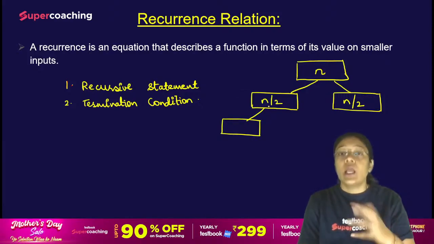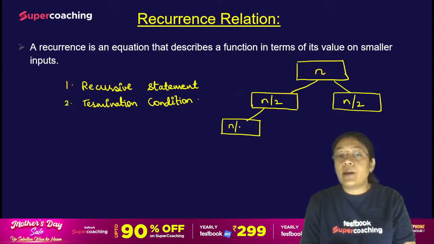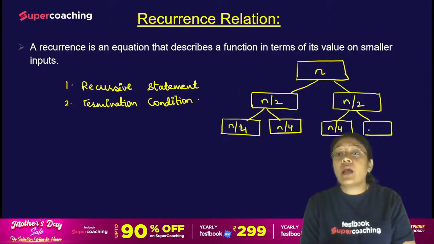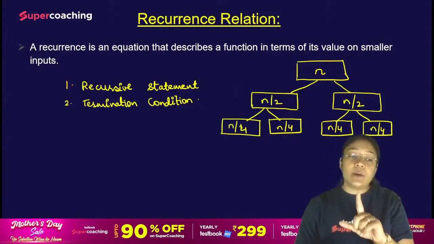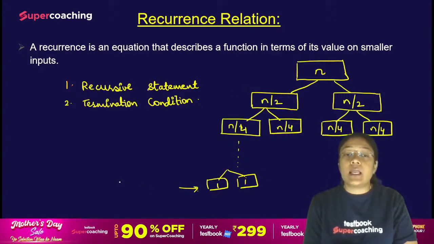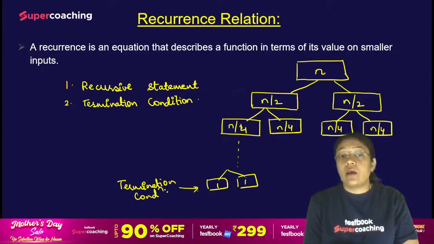n by 2 is already there, so n by 2 divided by 2 is n by 4. Like this, we'll keep on dividing the problem into small parts until we reach the termination condition. What is the termination condition? When we are left with one element, because when only one element is left, it is definitely sorted. We keep dividing until we are left with only one element, and this leaf level represents the termination condition. So this is the concept of how to write the recurrence relation.